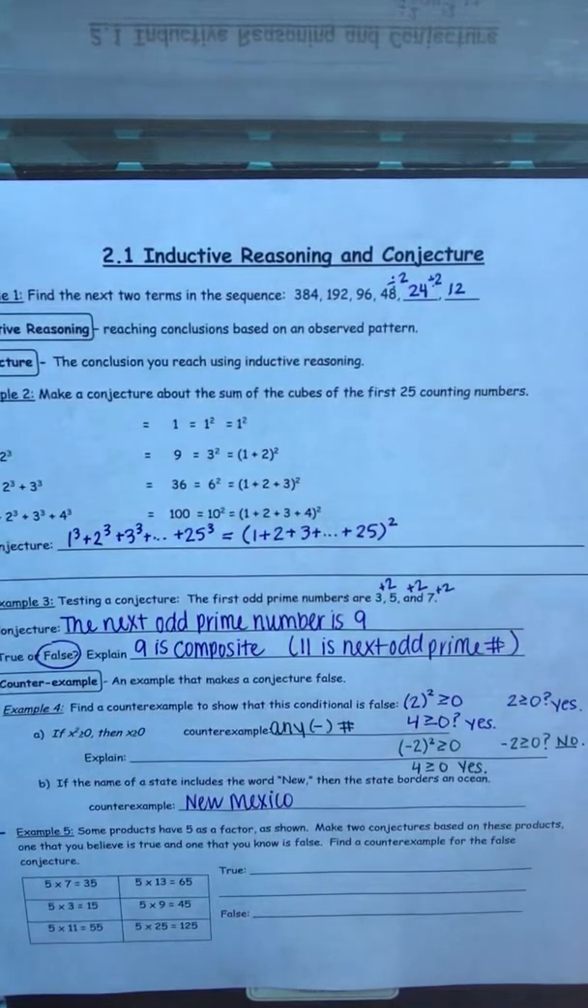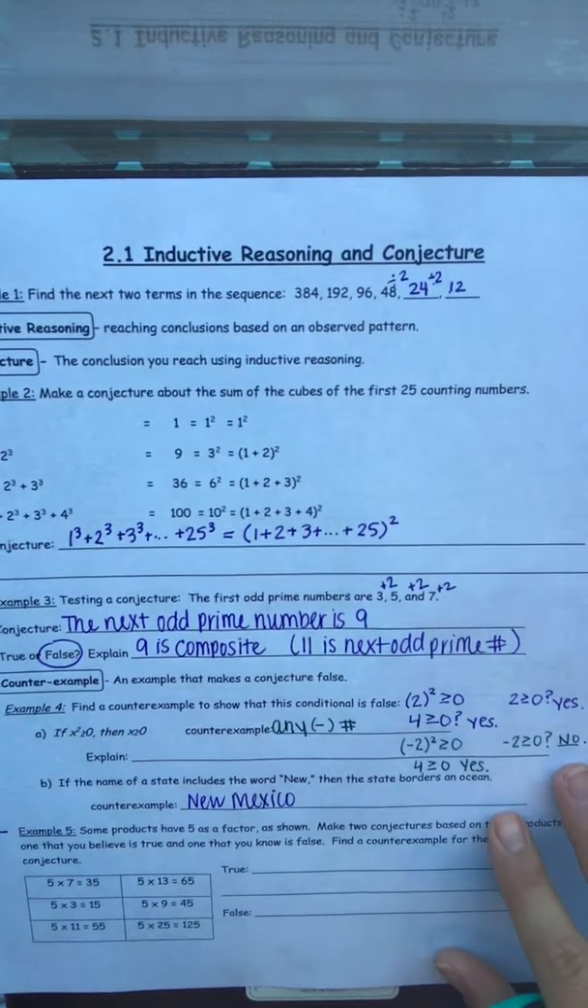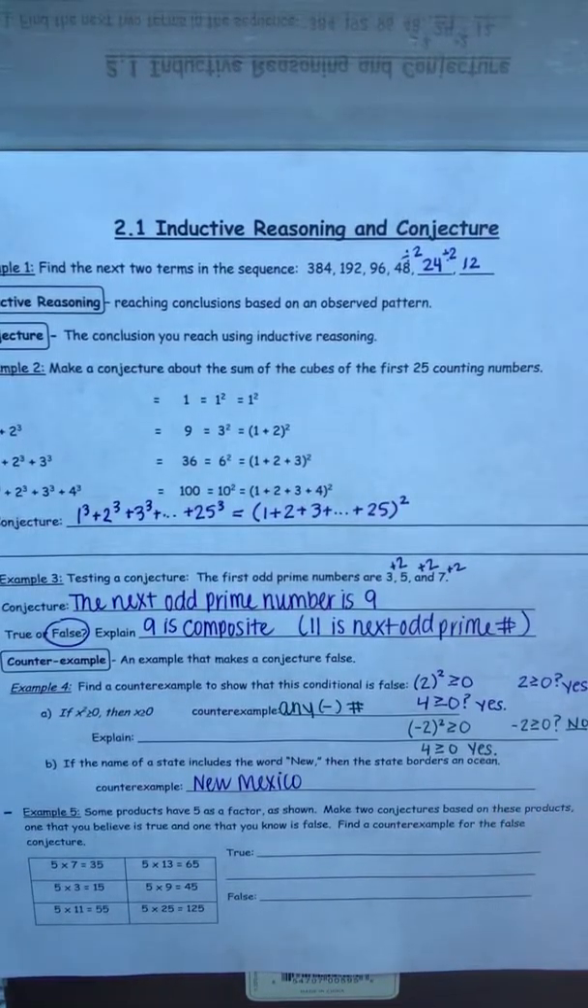In example 5, I want you to think about some things that would be true conjectures and false conjectures based off of the information that you have. We're not looking for you to come up with one right word or one right idea. You're trying to come up with something that when I'm looking at these numbers and these patterns and I try to apply it to any set that I can think of, it will always be true.